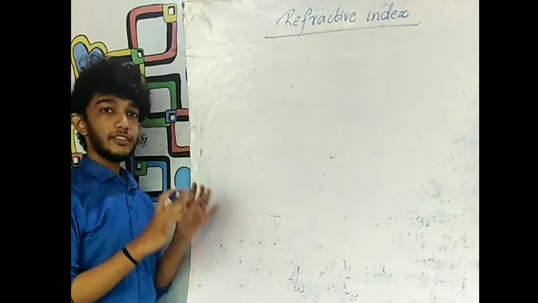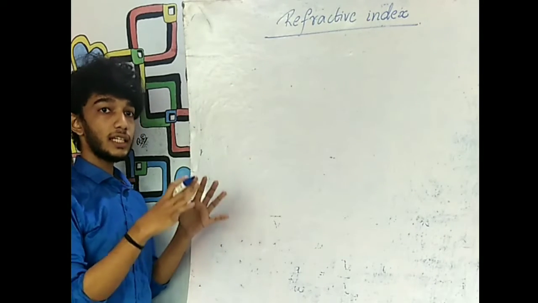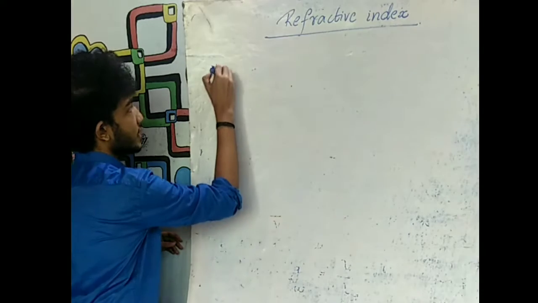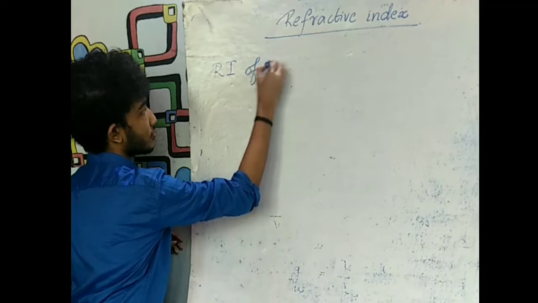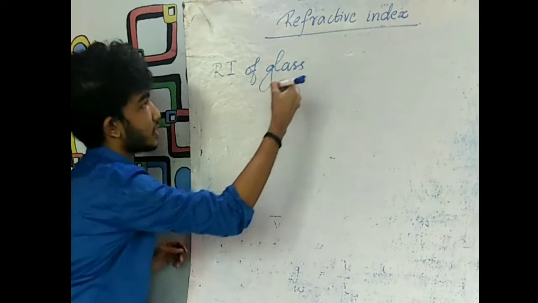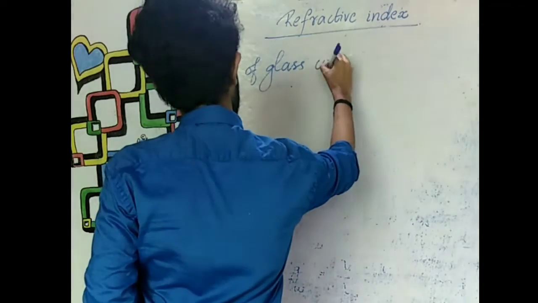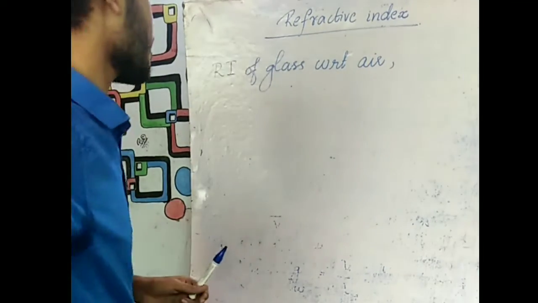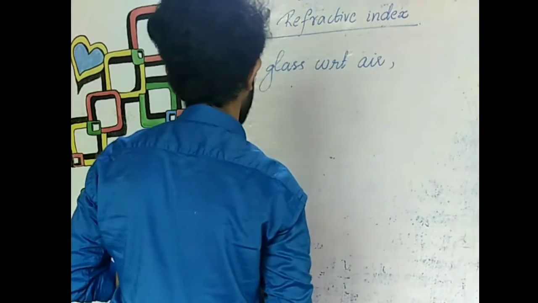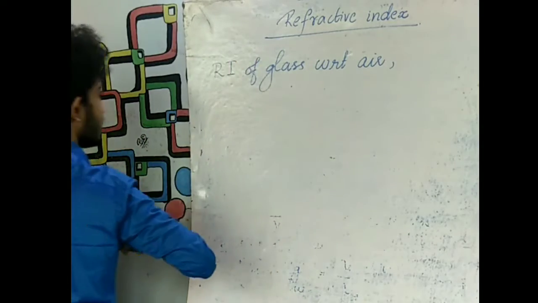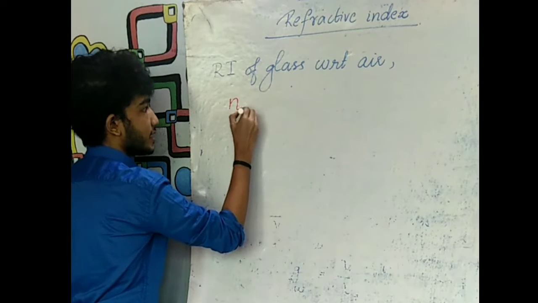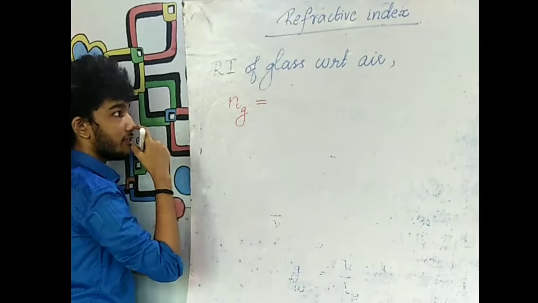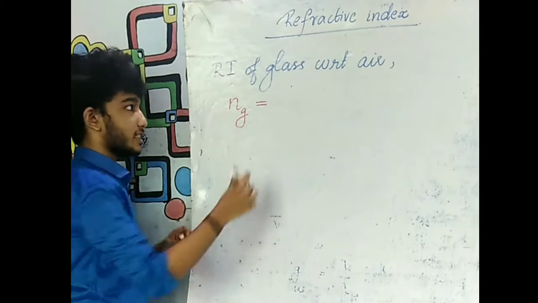Now let us connect the refractive index of glass with the velocity of light in glass. So the refractive index of glass with respect to air or vacuum is given by ng. With respect to air means simply we can write it as ng. The refractive index is equal to c by vg.